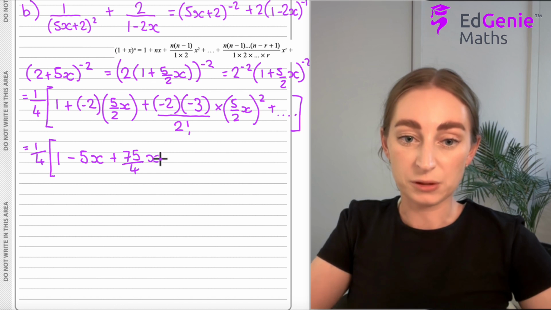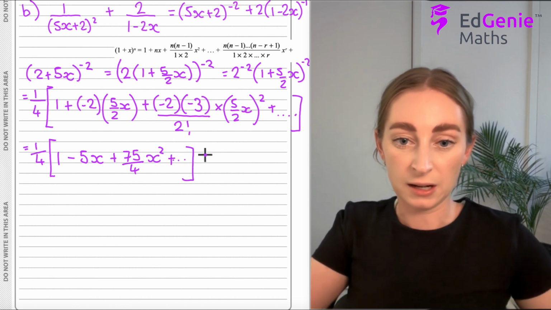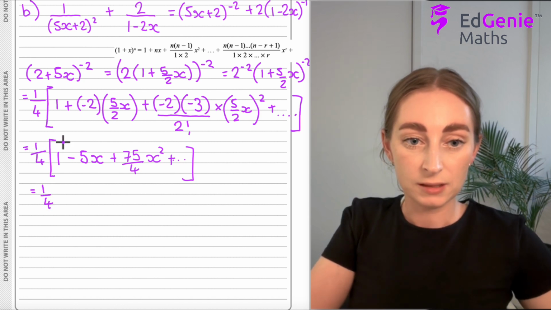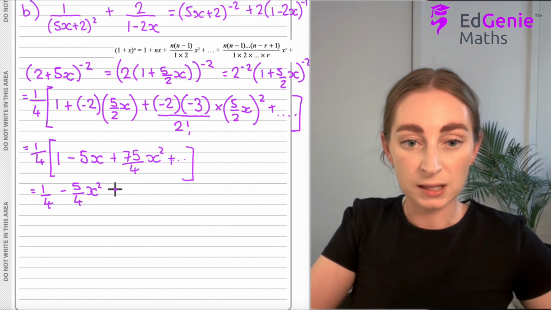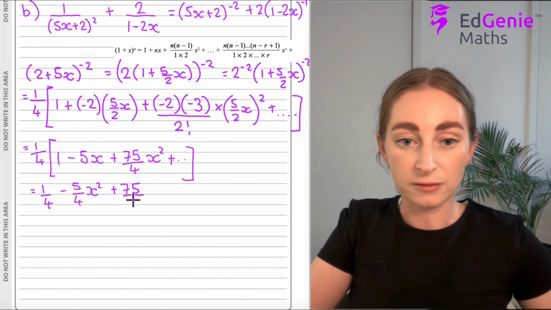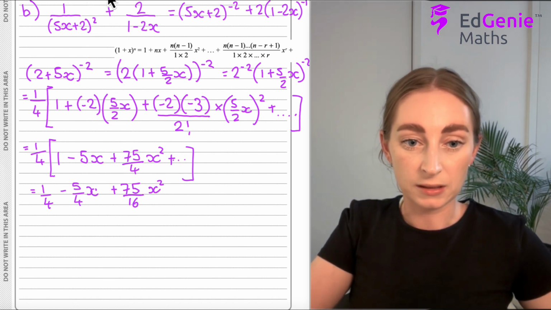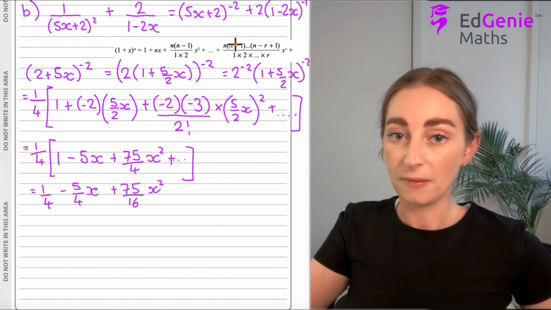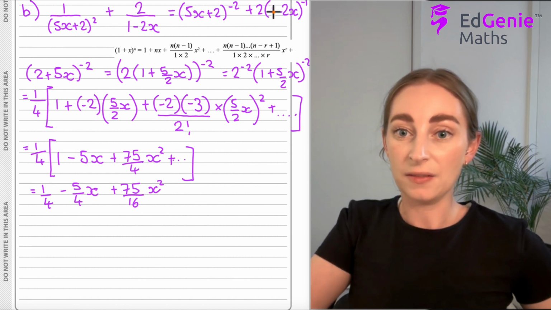And then don't forget we've also got the x squared. Okay, there are other terms, but we don't care about them. Times that by 1/4. Let's start a new line. 1/4 times 1, that's easy. Minus 5/4 times x plus 75/16 x squared. Sorry, why did I put x squared there? That's x. Okay, and that's done.